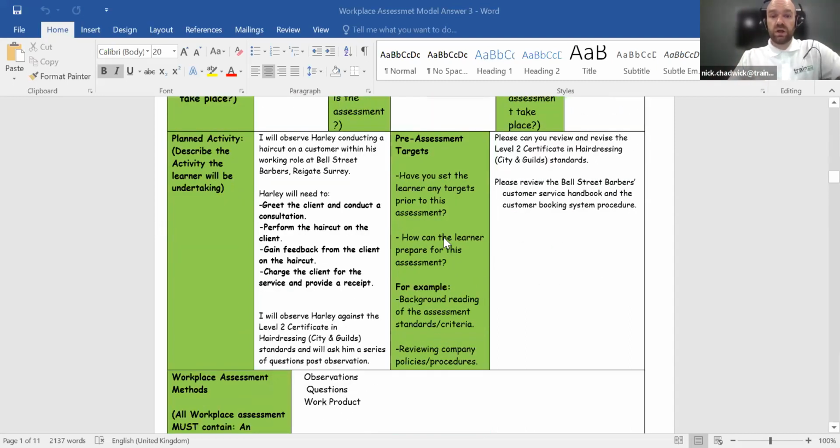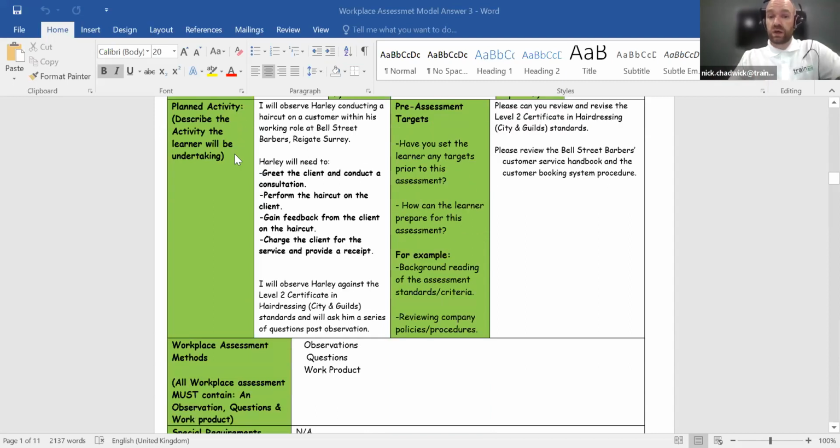Okay, 40 minutes long. Please include a description of the assessment activity and also any pre-assessment targets. So for this planned activity, I will observe Harley conducting a haircut on a customer within his working role at Bell Street Barbers in Reigate in Surrey. So Harley will need to greet the client and conduct a customer consultation. Harley will need to conduct a haircut and check in with the customer to see whether or not they like the haircut, and also, just to gain some feedback from the client.